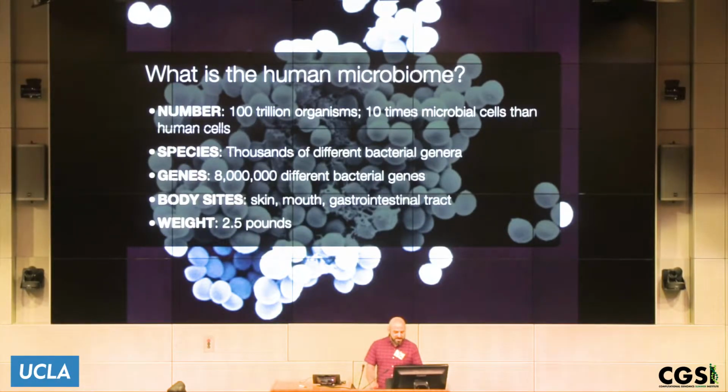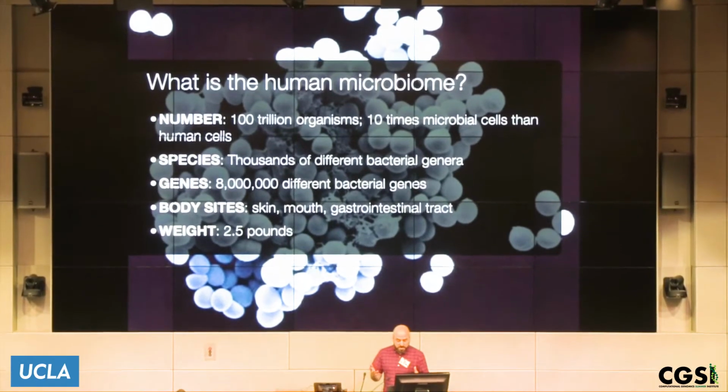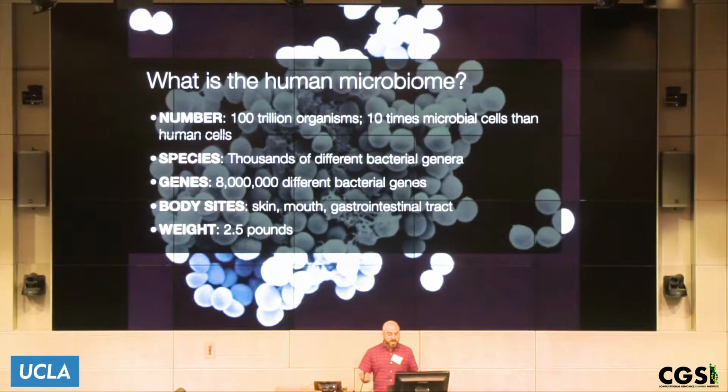It's just that there are a lot of microbes, and there are thousands of different bacterial species in and on the human body. There are 8 million different bacterial genes, which from the human genetics perspective, where we have about 20, 30,000 genes, is a couple of orders of magnitude more than the number of human genes. You can think about the functional potential of these genes and what they can do in addition to what our own genes can do. They're found anywhere on our body, any mucosal surface, in the skin, in the mouth. The largest number of microbes is found in the GI tract.